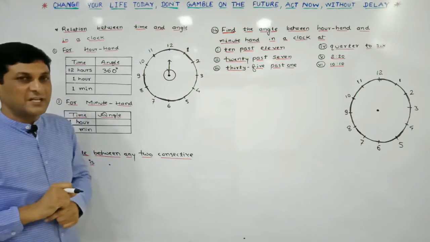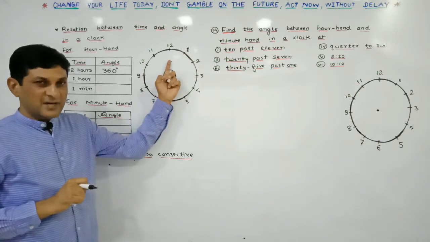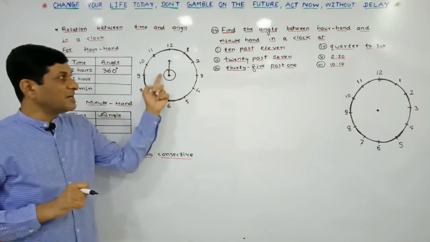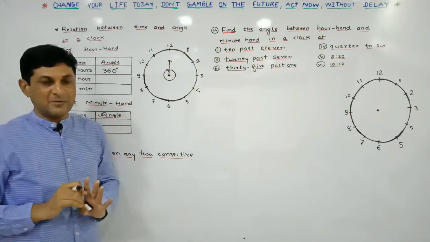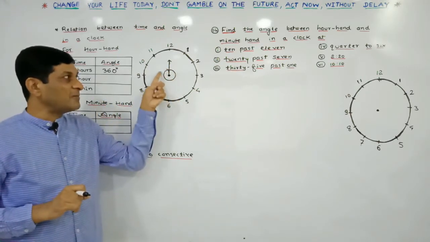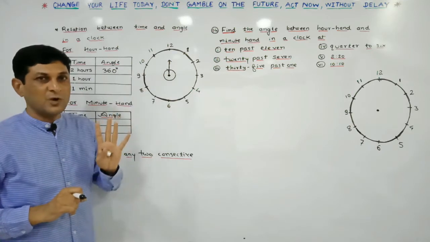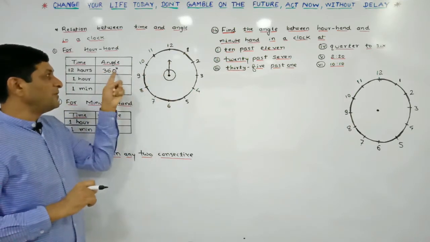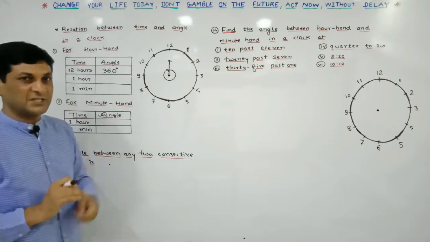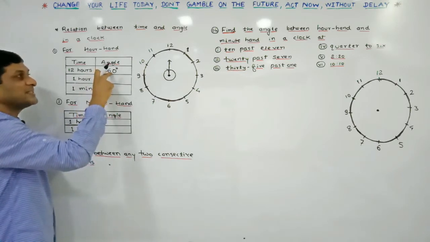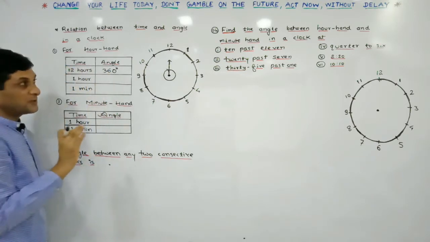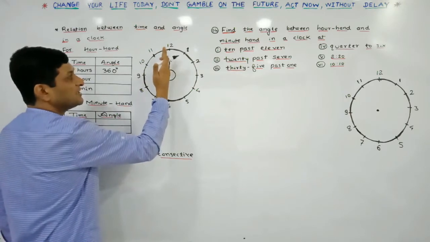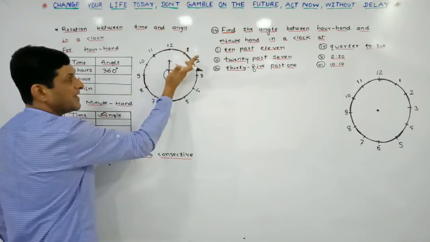Hope this relation is very clear to you. For the hour hand to complete one revolution, 12 hours are required, and the angle traced by this hour hand at the center of the watch will be equal to one revolution, means 360 degrees. Now this 360 degree angle is made in 12 hours. 12 hours means we are dividing this 360 degrees into 12 equal parts.